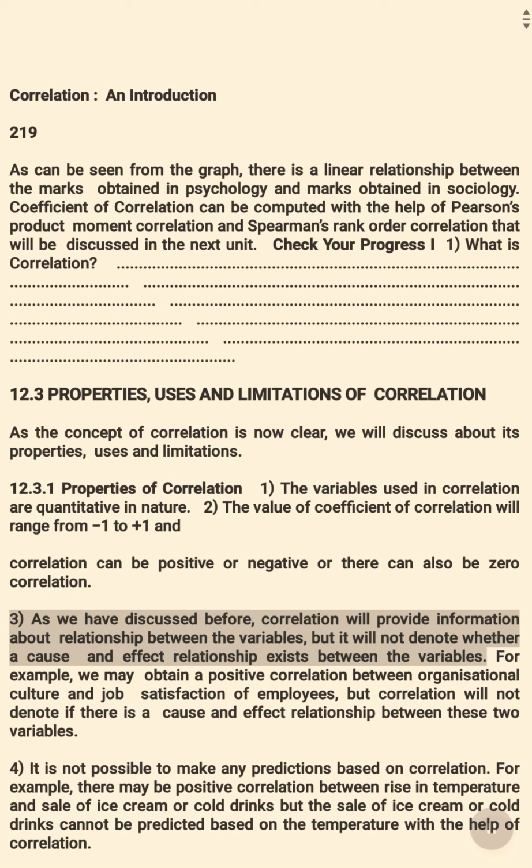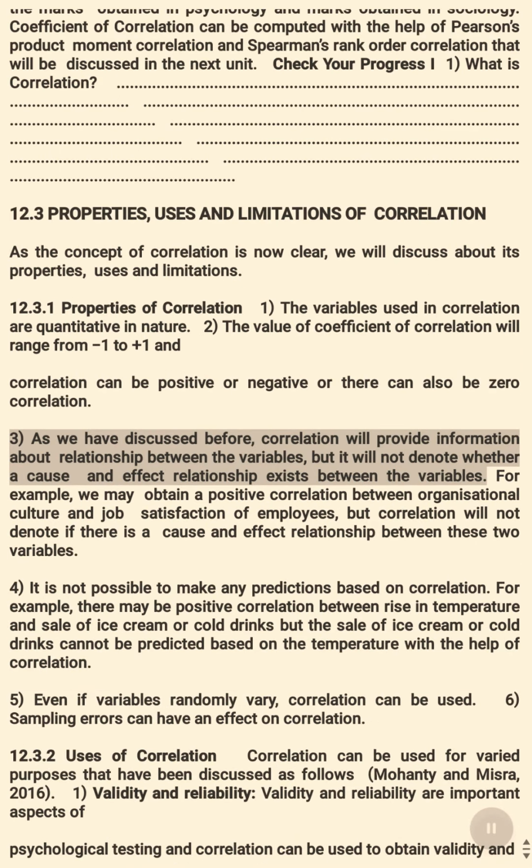3. As we have discussed before, correlation will provide information about relationship between the variables, but it will not denote whether a cause and effect relationship exists between the variables. For example, we may obtain a positive correlation between organizational culture and job satisfaction of employees, but correlation will not denote if there is a cause and effect relationship between these two variables.